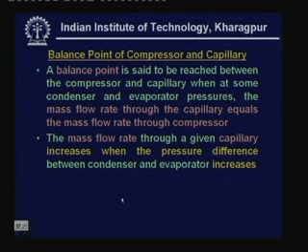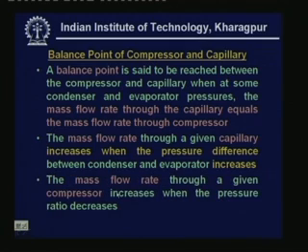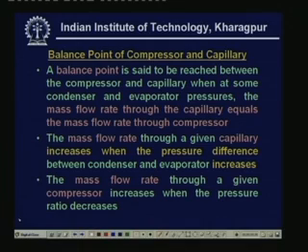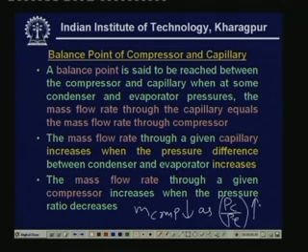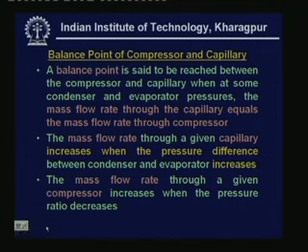On the other hand, the mass flow rate through a given compressor increases when the pressure ratio decreases. This is what we have seen, in fact, while discussing compressors. That means the mass flow rate through the compressor decreases as Pc by Pe increases. So the pressure difference has opposing effects on compressor and capillary.